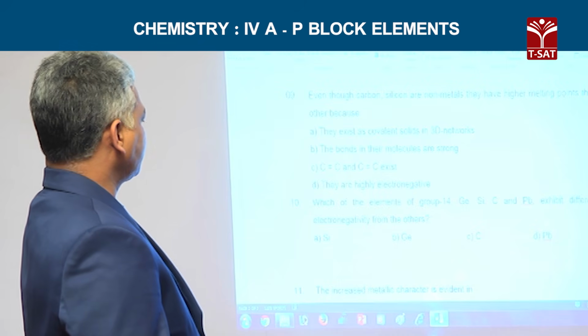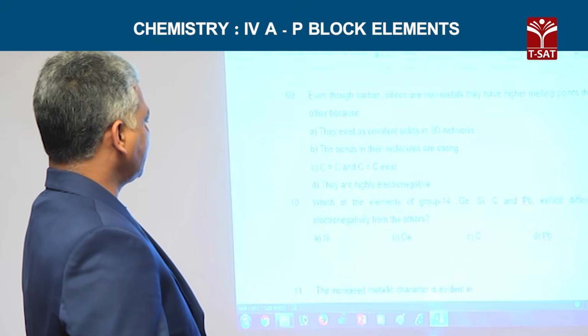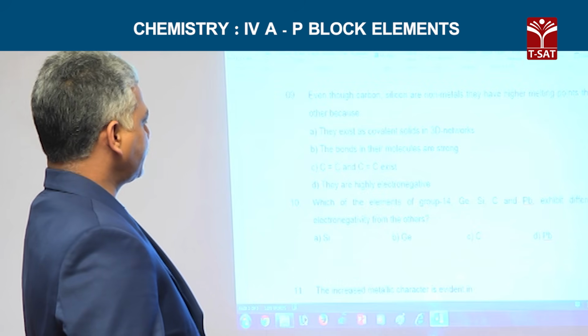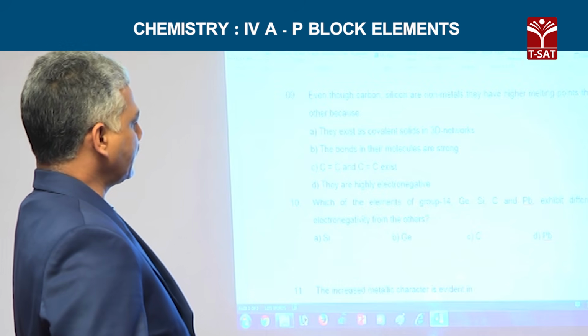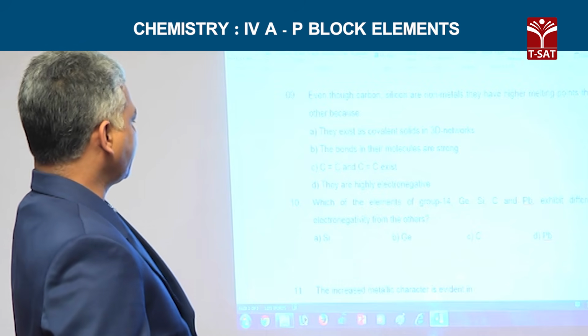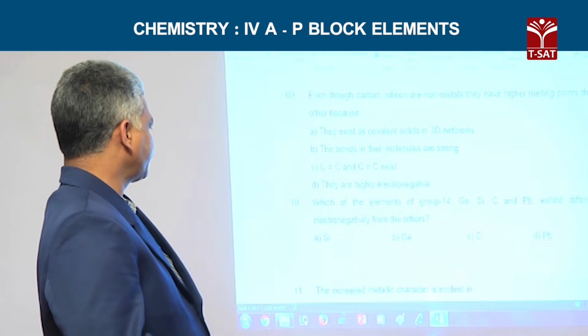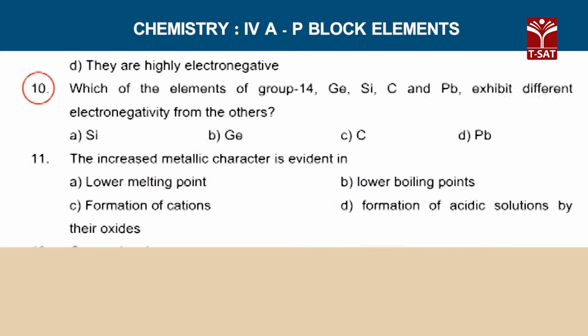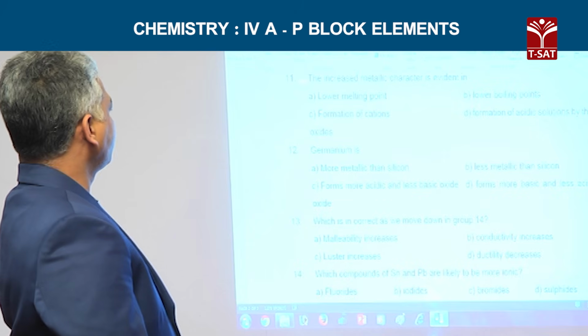10th question, which of the elements of group 14, germanium, silicon, carbon and lead exhibit different electronegativity from others? Given options are silicon, germanium, carbon and lead. Correct option is carbon. Carbon electronegativity is 2.5, which is different from rest of the elements which have a uniform value of 1.8.